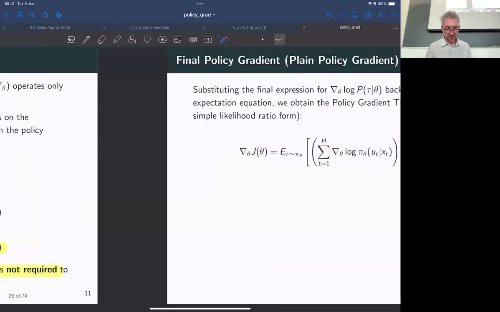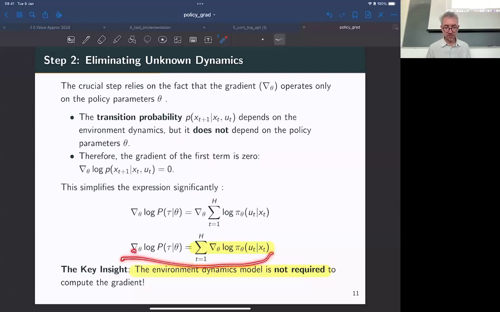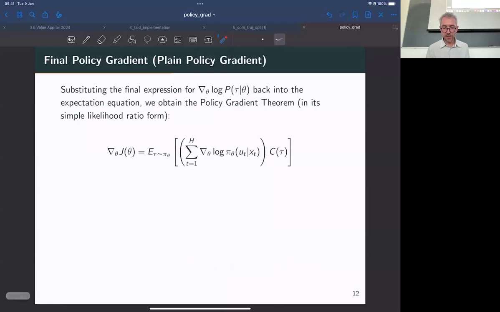Okay, so now that we have this expression for the gradient of log p, we can substitute it back into the expression for the gradient of J, which was our cost. And we get this. So the gradient of our objective function is an expectation over trajectories of this term, where we have the cost of a trajectory pre-multiplied by the summation of the gradient of the log probability for every action and state that we have visited during that trajectory.